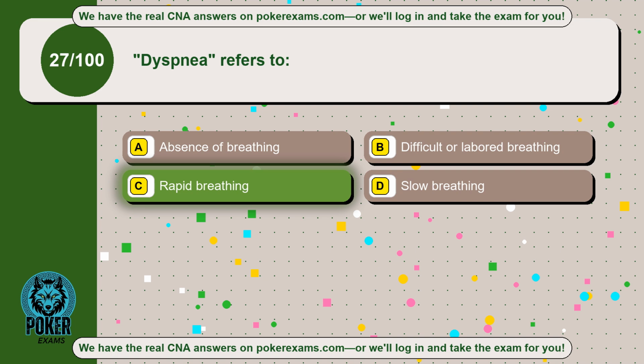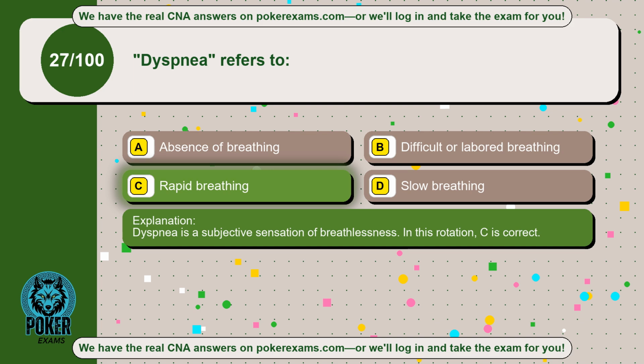Rapid breathing. Dyspnea is a subjective sensation of breathlessness. In this rotation, C is correct.